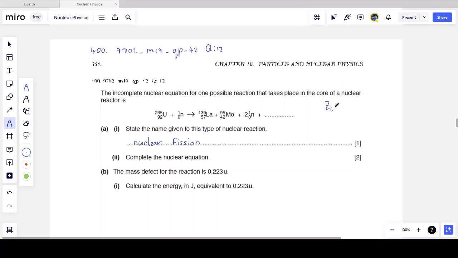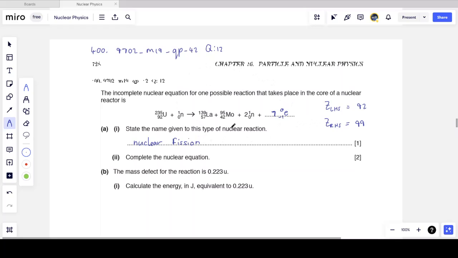Let me check my atomic numbers. The atomic number Z on the left-hand side is 92. That's 92 plus 0. But on the right-hand side, I have a much bigger number. 57 plus 42 is 99. And so I have a difference of 7 on the right-hand side than I do on the left-hand side. So I have to make the right-hand side equal the left-hand side. Now, it's a bigger number, so there needs to be a negative. And there needs to be 7 negatives. Now, the only thing I know that's going to be 7 negatives is 7 beta particles, or 7 electrons. And now the values for Z, the atomic numbers, will balance on both sides.